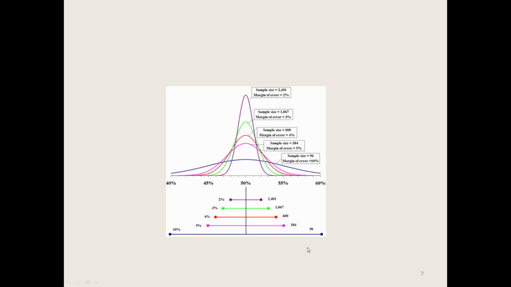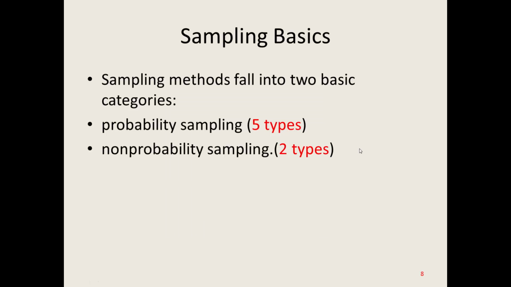This is the same idea in a different format that shows when, for example, the sample size is 96, the margin of error is 10%, and when it's 384, the margin of error is 5%. We have different methods for sampling, and depending on the situation we use a different type of sampling.